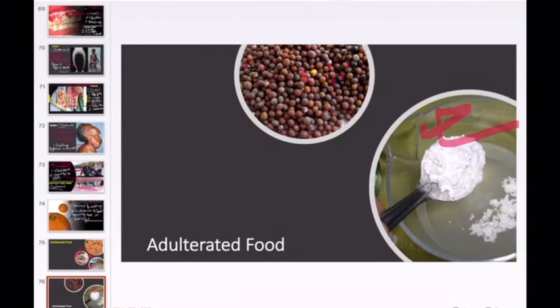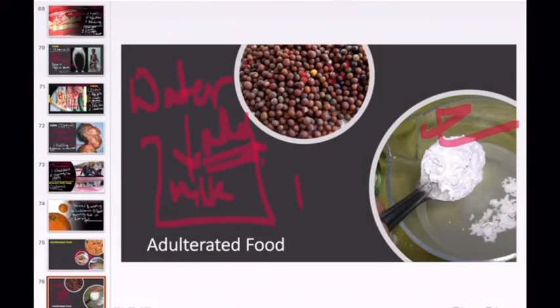Okay. So these are the various ways of adulterating food. And yes, I forgot to add this one, very important. A can of milk. They will always add water to it. Always. That is adulteration. We are not getting pure milk to drink. So these are the various food adulterations.